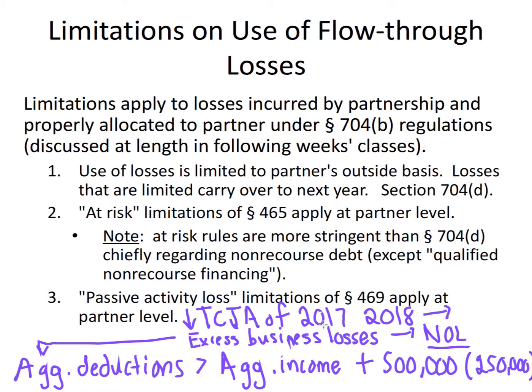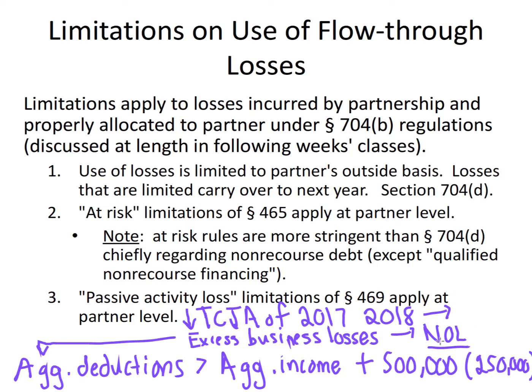Because beyond that, it's going to be suspended. It's going to be carried over to next year under the NOL rules. So really, after 2018 onward, it only allows deductions of losses from these types of business activities of up to $500,000 if you're married filing joint, or up to $250,000 if you're anyone else. Anything beyond that carries over to the next year, and you have to continue that analysis and keep going and keep going.